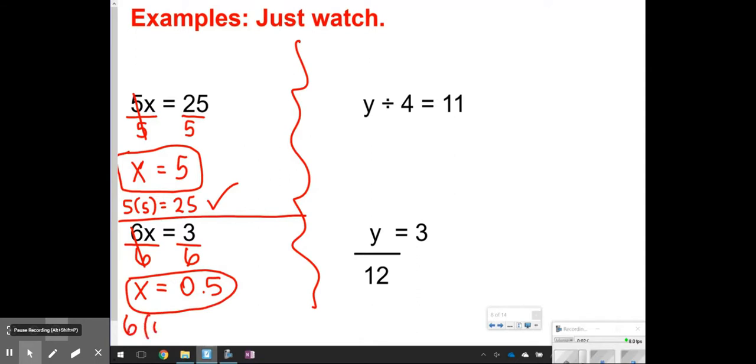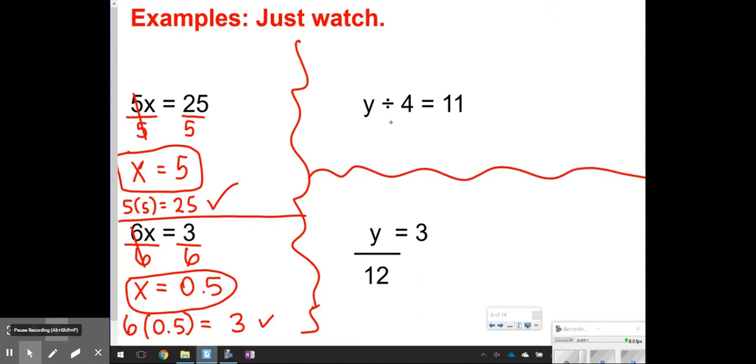Again, I can plug this back into the equation to make sure my answer is correct. 6 times 0.5 is 3. For these over here on the right side of the screen, you see division happening, and anytime you see division, you use multiplication to solve for it. So you're basically undoing what's happening with the variable.